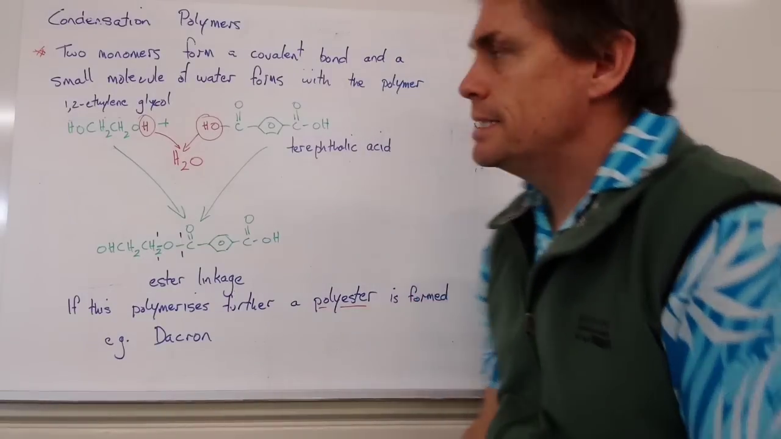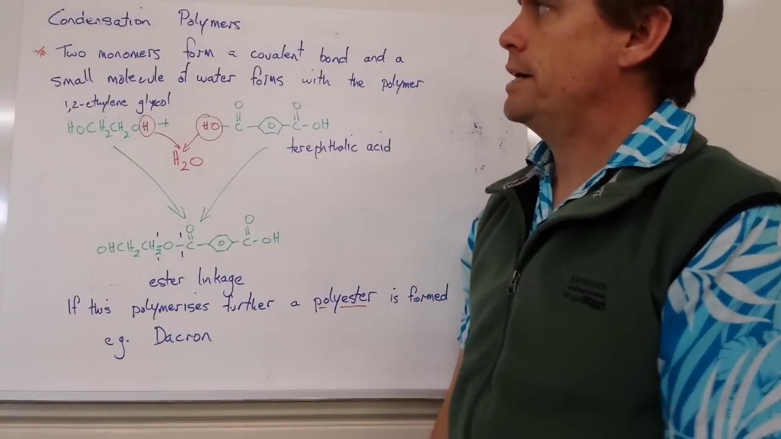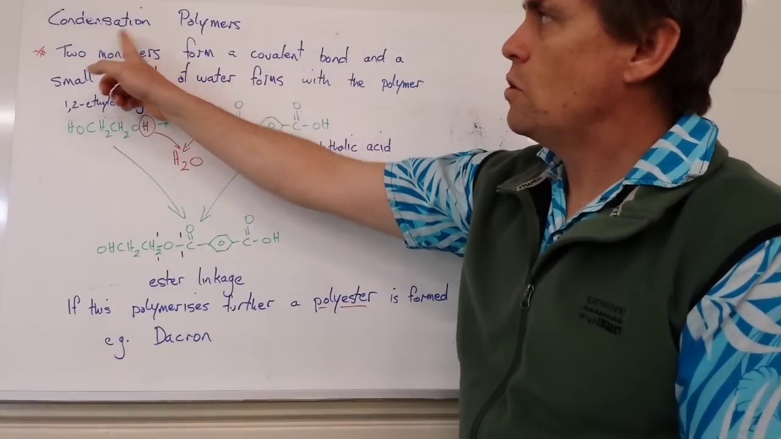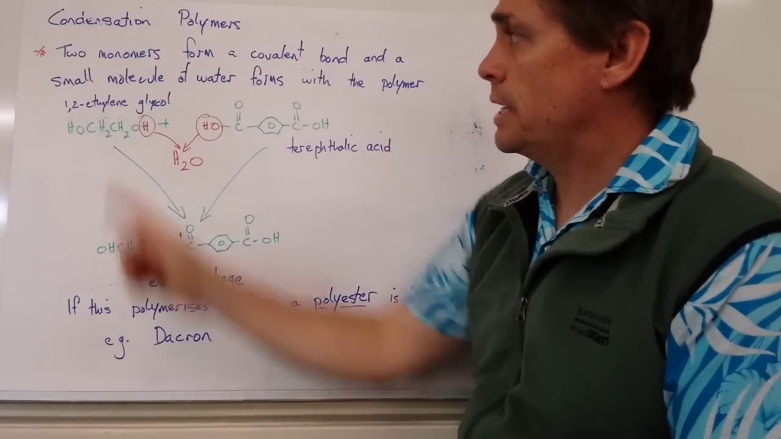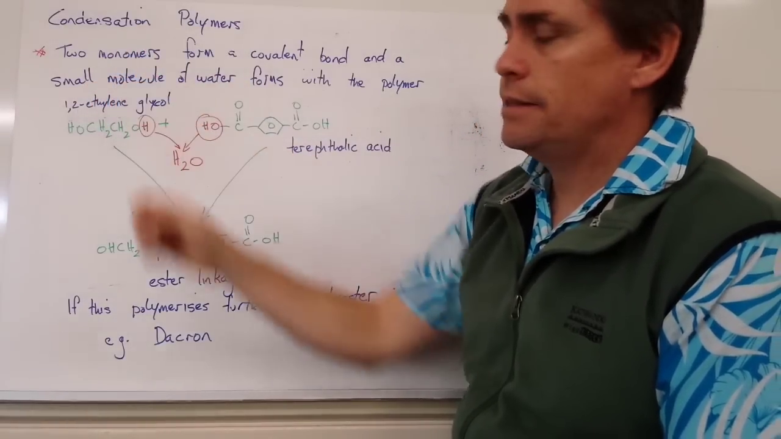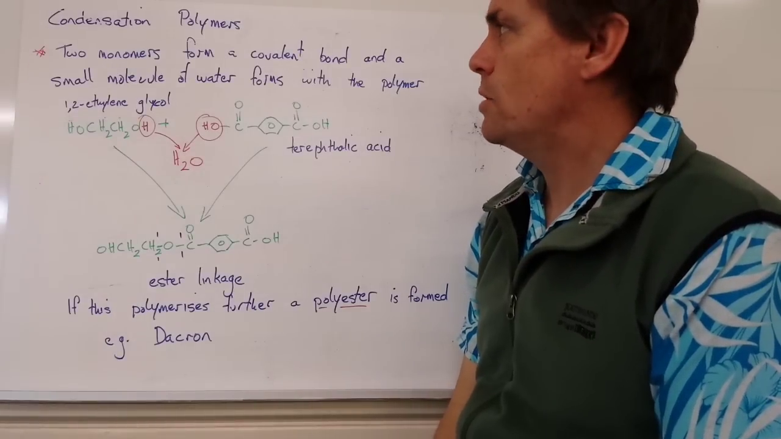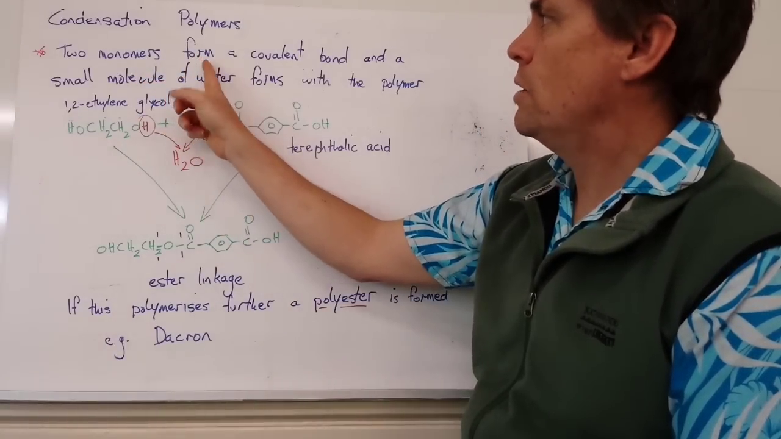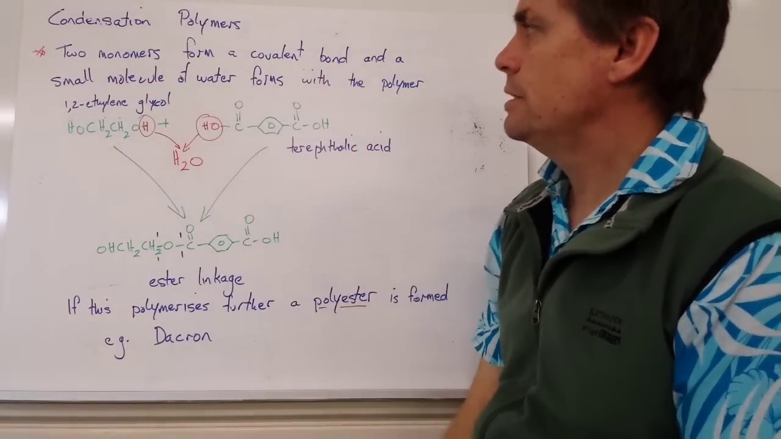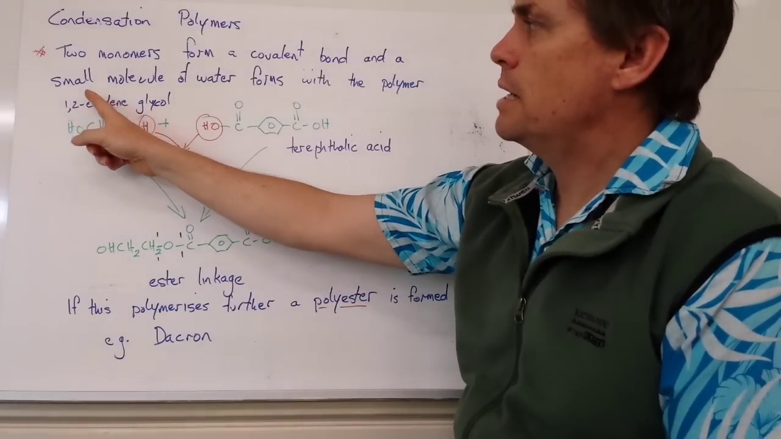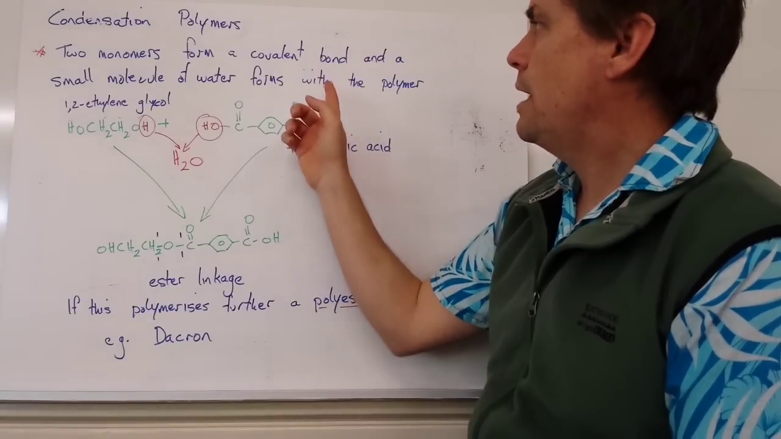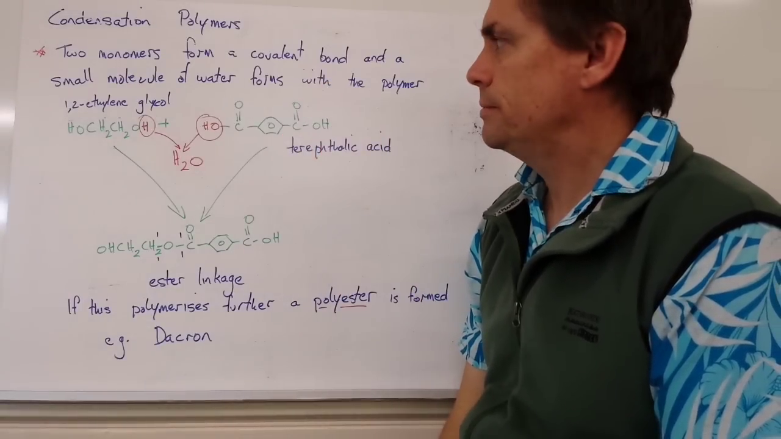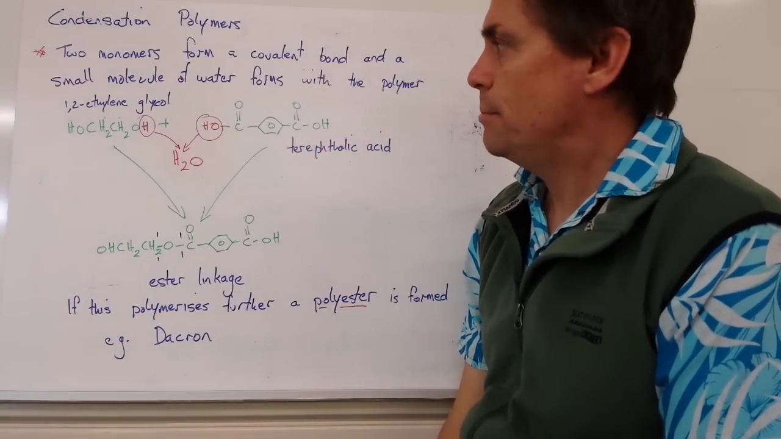Okay, let's look at the second type of polymerization reaction. This one's called the condensation polymerization reaction. In this case, we start with two monomers, and they don't necessarily have to be the same monomer. But between the two monomers, we form a covalent bond, and as part of the process, we also liberate a small molecule of water as we create that polymer.